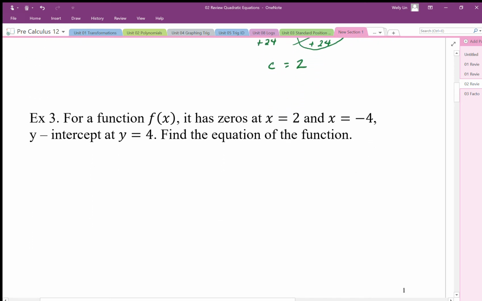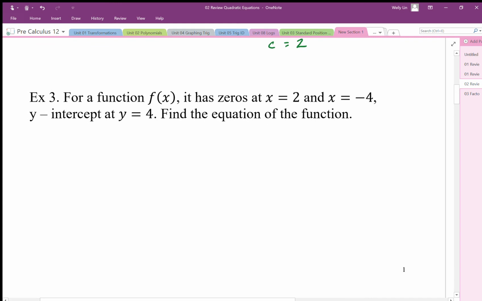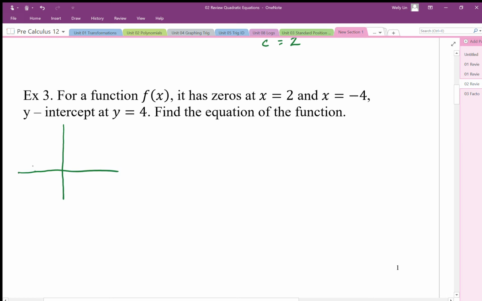Okay, so what about this one? We've been given a function. We have zeros at 2 and negative 4. So again, we want to at least visualize this. So I'm going to have zeros at negative 4 and negative 2, or positive 2. And we have a y-intercept at 4. So somewhere maybe up here. So I can see right away that it's got to be an upside down parabola. It's going to look something like that.